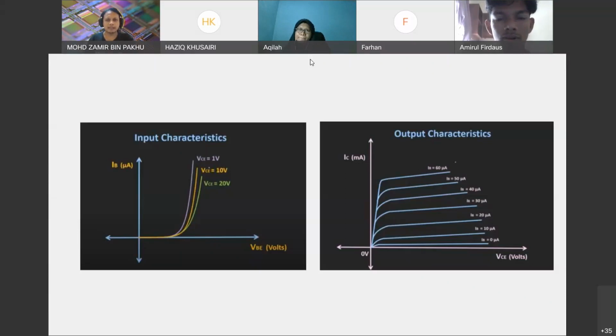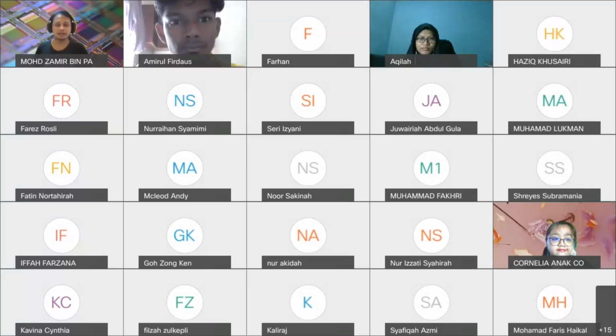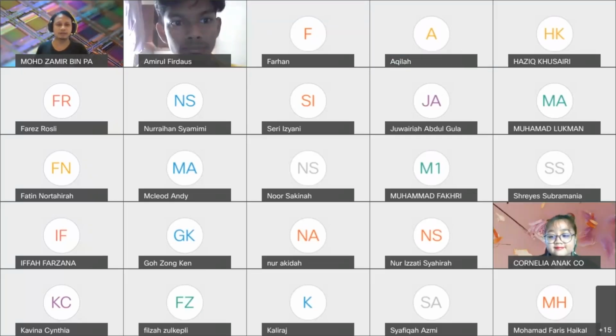All right, so I guess that's all from this group. Let's give a round of applause to the group. You can do it virtually as well, since we're not in Dewan Kuliah. Right, thank you very much and good job, guys. Good presentation overall and good discussion as well. Thank you, Doctor. It's already close to 150 though.